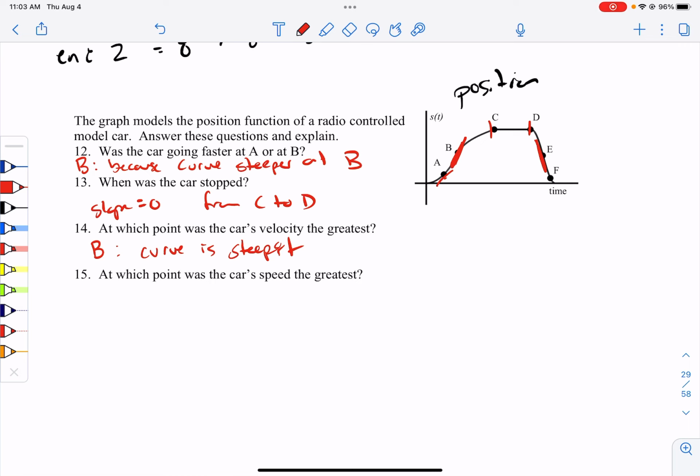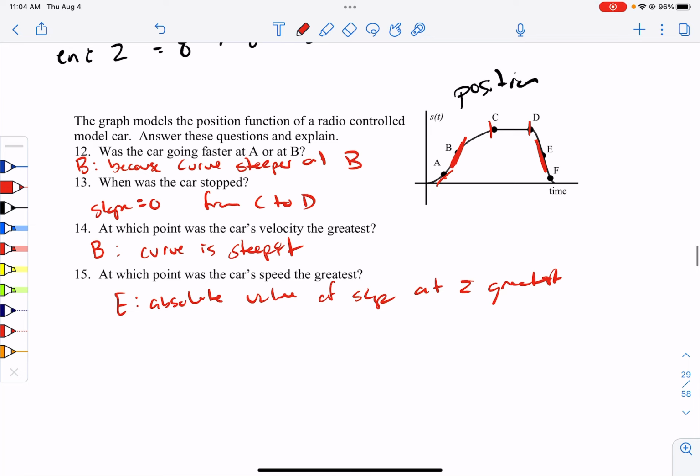15 wants to know when my speed is the greatest. Now here's where I would argue that the answer is E, because E is more steep than B. It's just going negative, but it is more steep. So the absolute value of my slope at E is greatest. I don't care that I'm going down. I'm going down faster than when I was going up at B. That's all that means, okay?